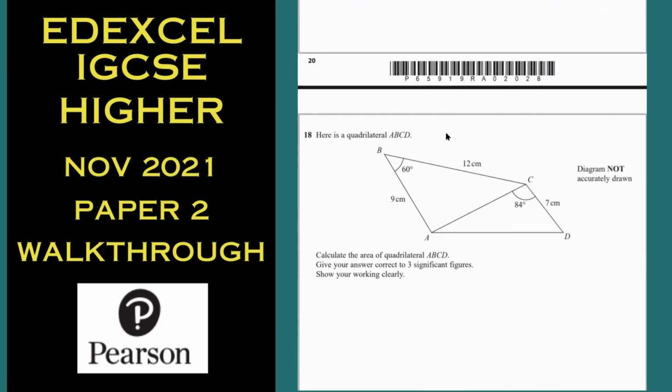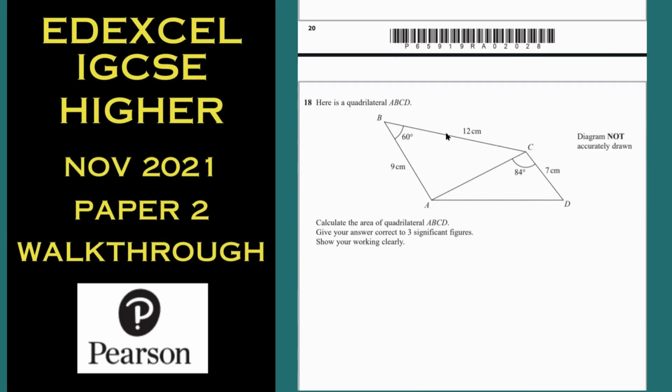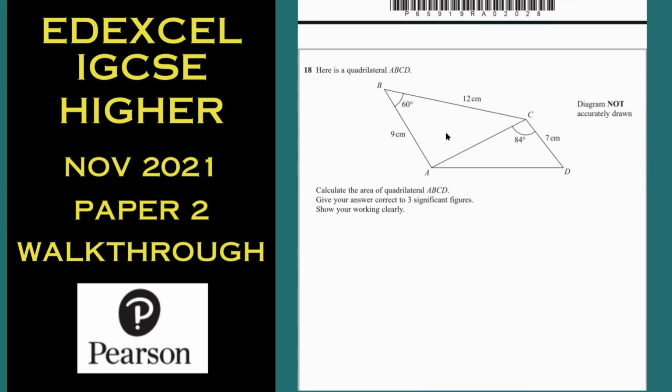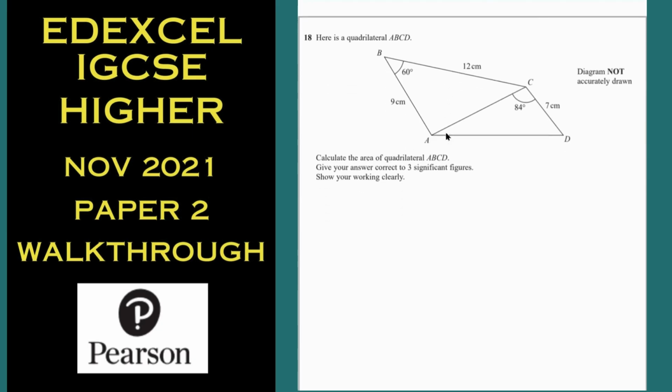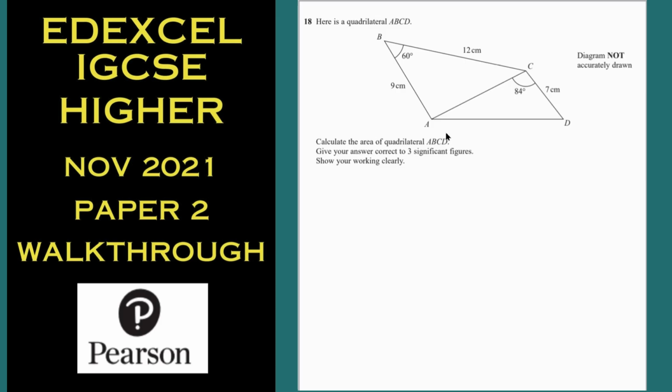Number 18, I'd argue it's pretty obvious, double trigonometry. The only question is, is it sine rule, cosine rule, or both? It's both, but is it one of each? And so on. Always look for the line they share. The line they share is always a target. So let's do that before we read the question.